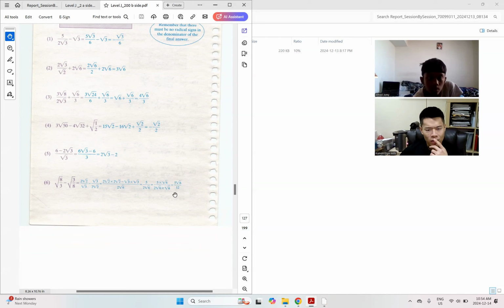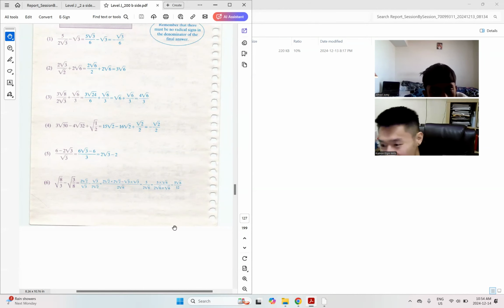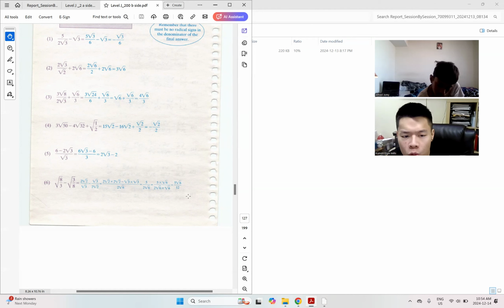Oh, I think there might be a reducing problem. Yes, I think there might be a reducing problem. Can you see, because the denominator should be 12. Can you see where you had the problem?